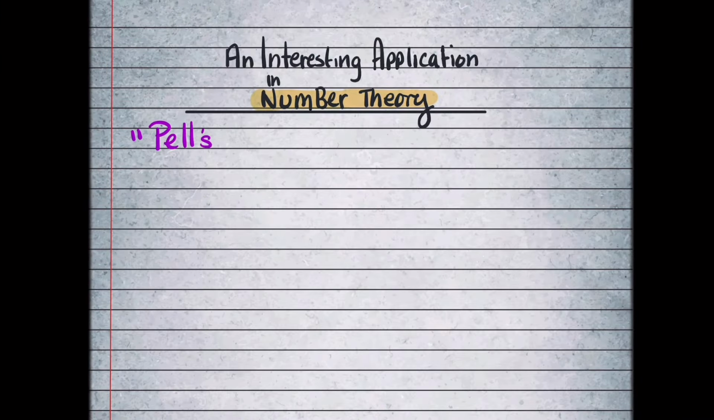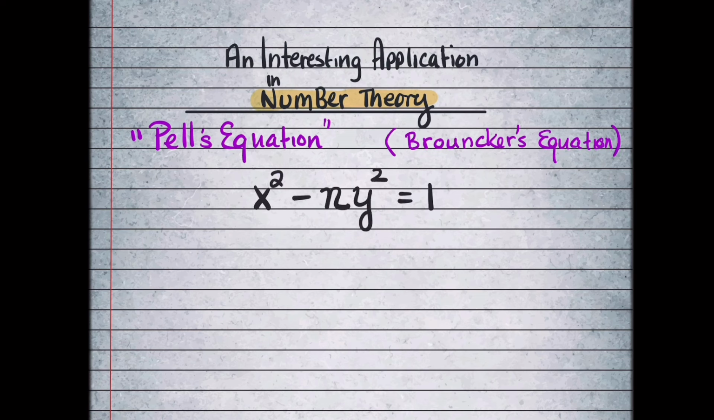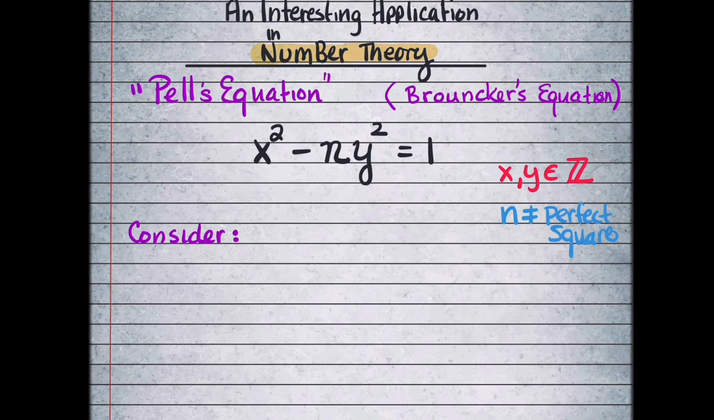Now, an interesting number theory application is something called Pell's equation, though it's mistakenly known as Pell's equation, it's really Brouncker's equation. It's x squared minus n y squared equals 1, where x and y are integer values and n is not a perfect square. This equation is useful in number theory. So let's consider a specific one, x squared minus 5y squared equals 1, which meets the criteria.